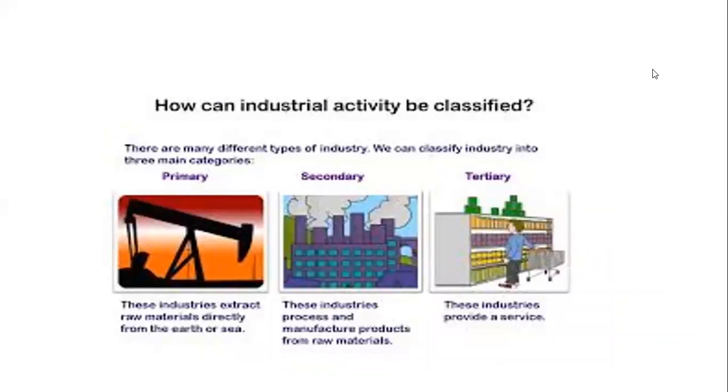Now, on your screen, you can see these three types of industries. The first one is the primary. These industries extract raw materials directly from the earth or sea. Natural resources are involved here. Then comes the secondary, where processing and manufacturing of products takes place using the raw materials. And then comes the tertiary. This basically provides service. The service sector is the tertiary sector.